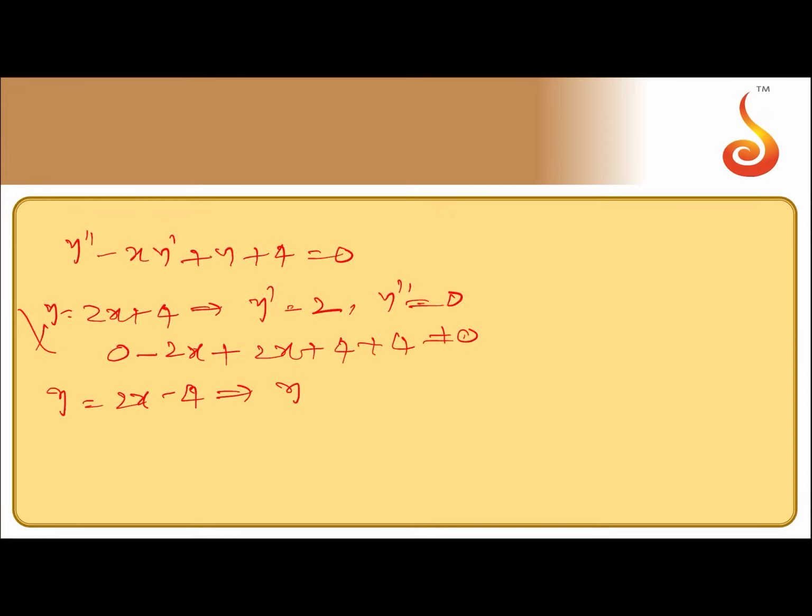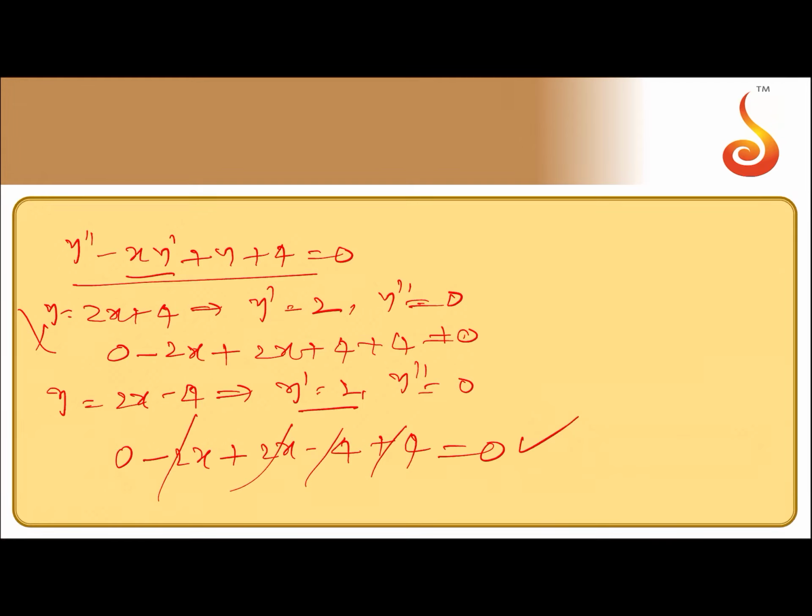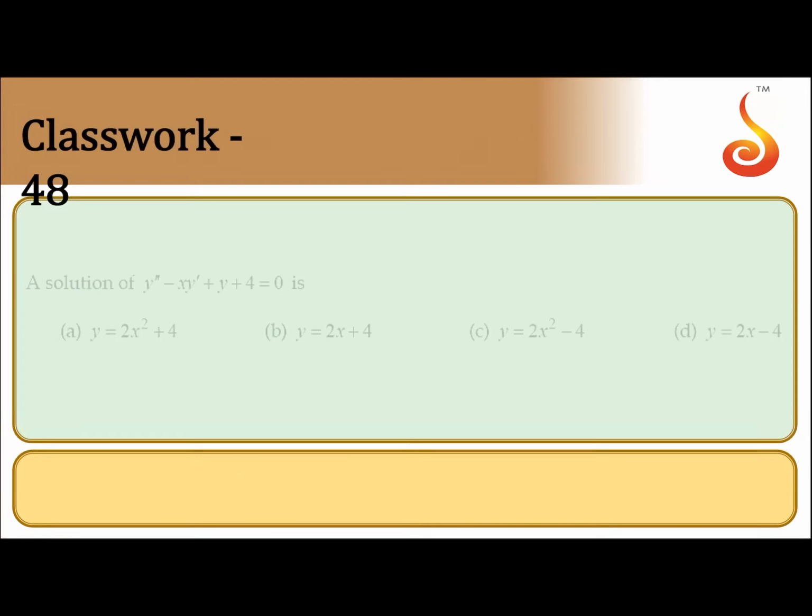Whereas y equals 2x minus 4, when you substitute, y dash is equal to 2 and y double dash is 0. Substituting in the equation, y double dash is 0 minus x multiplied by y dash, which means 2 into x, plus 2x minus 4 plus 4. Of course, these cancel to 0, satisfying the equation. So the answer for this one is y equals 2x minus 4.